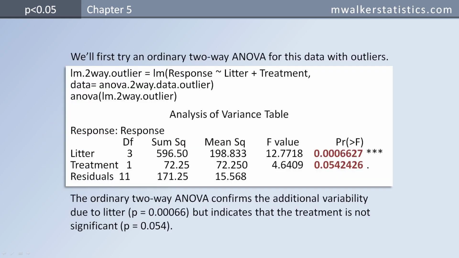We'll first try an ordinary two-way ANOVA for this data with outliers. The ordinary two-way ANOVA confirms the additional variability due to litter, p equals 0.00066, but indicates that the treatment is not significant, p equals 0.054.